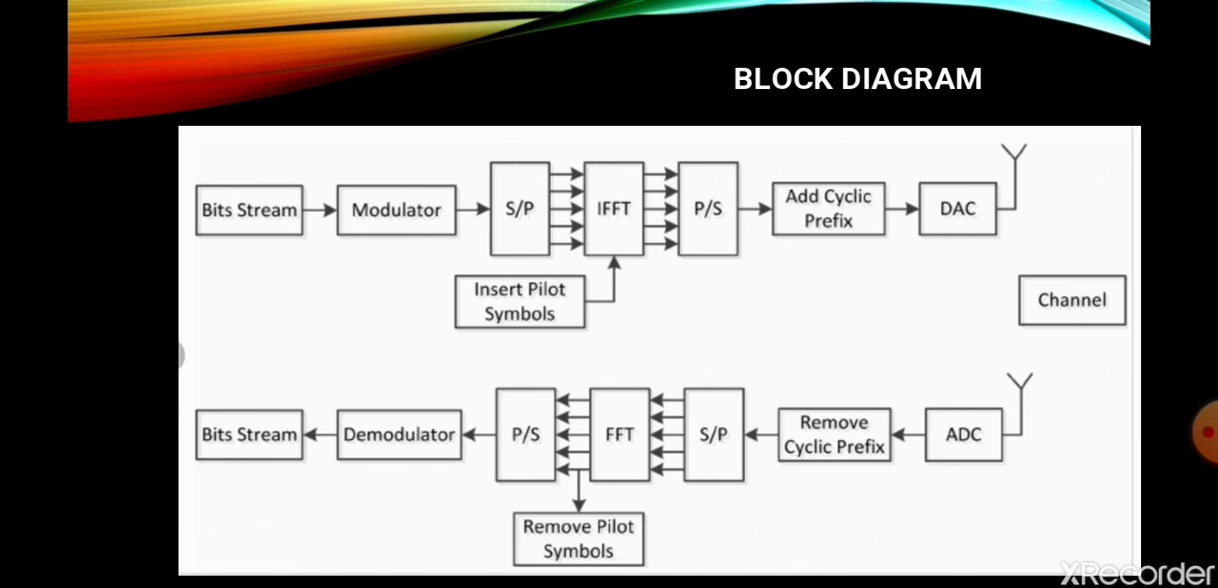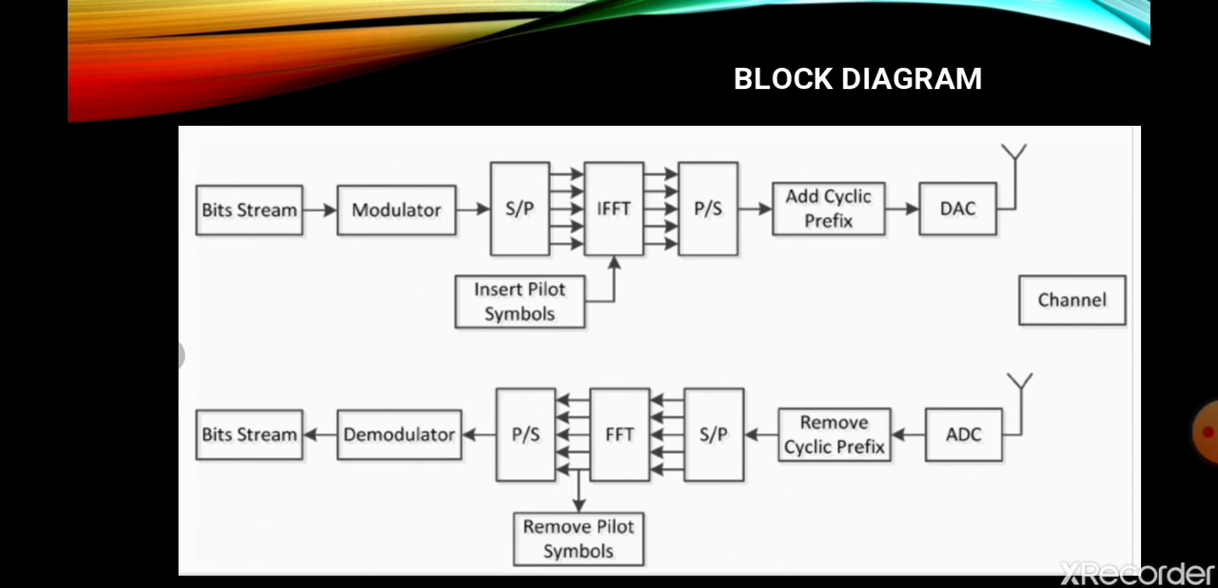Further, moving on to the generation and detection of OFDM signal, let's have a look at the block diagram here. You can see the main blocks over here. The first one is the modulator. Then you have the serial to parallel converter, then the IFFT, inverse fast Fourier transform, and the parallel to serial conversion. There's something called cyclic prefix addition and the DAC, and the signal is transmitted.